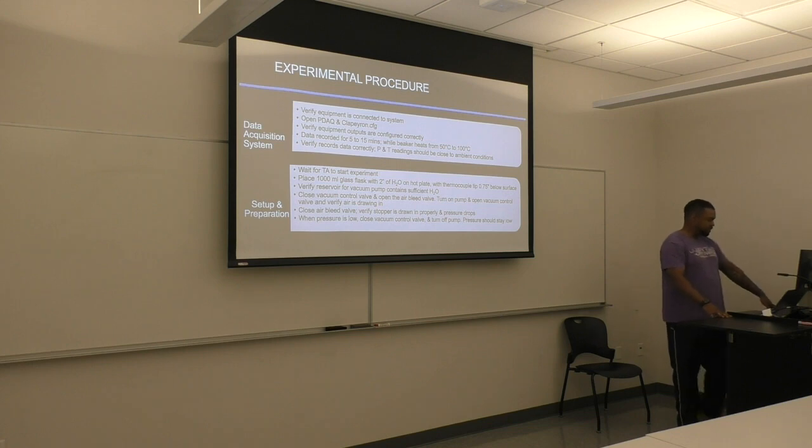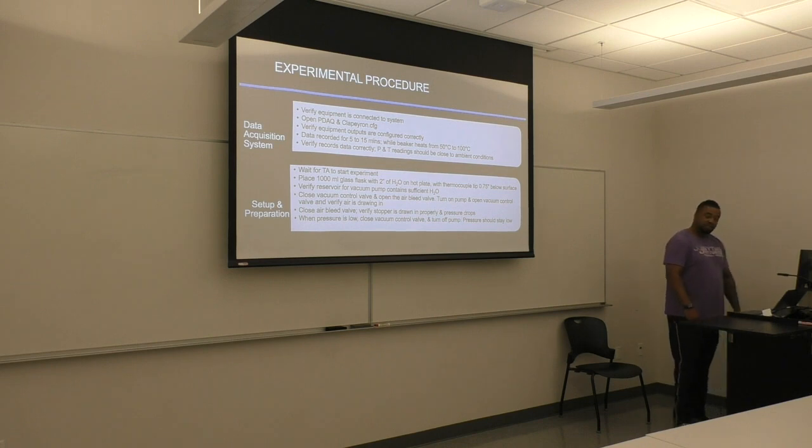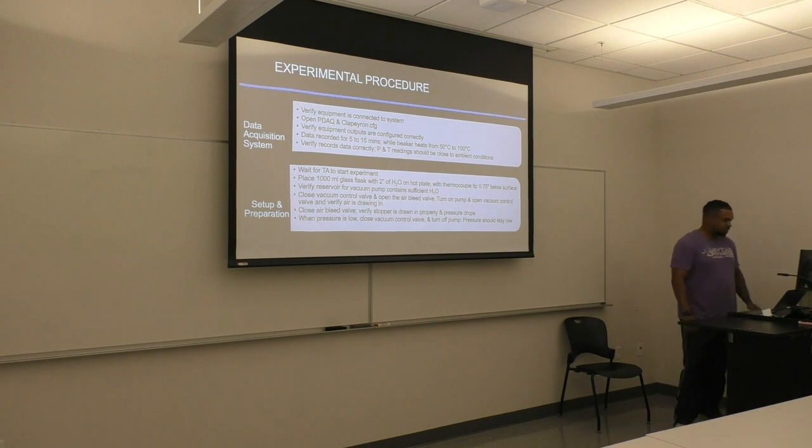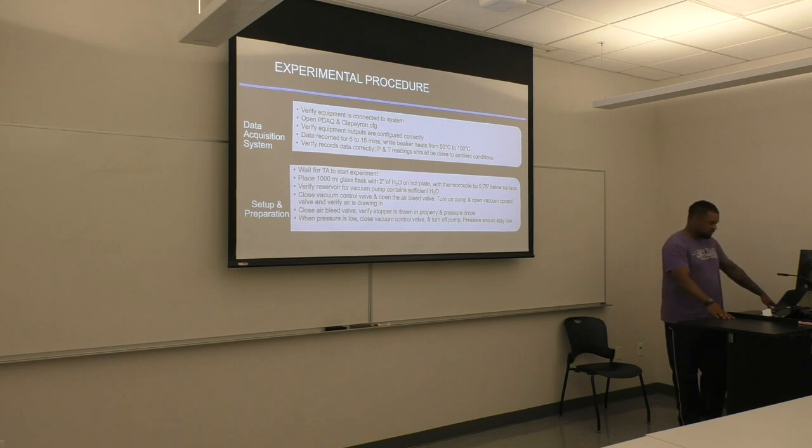Your setup and preparation: you obviously have to wait till the TA comes to start your experiment. You're going to place the 1,000 milliliter glass beaker, which is going to have 2 inches of water in it. You'll set it on a hot plate with the thermocouple set in there, with the tip of the thermocouple being 3/4 of an inch below the surface.